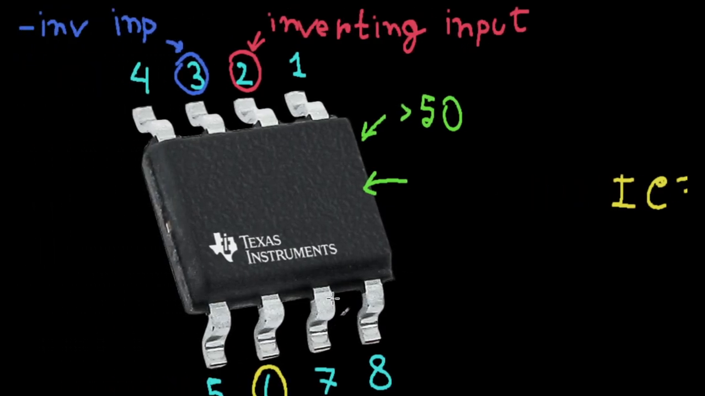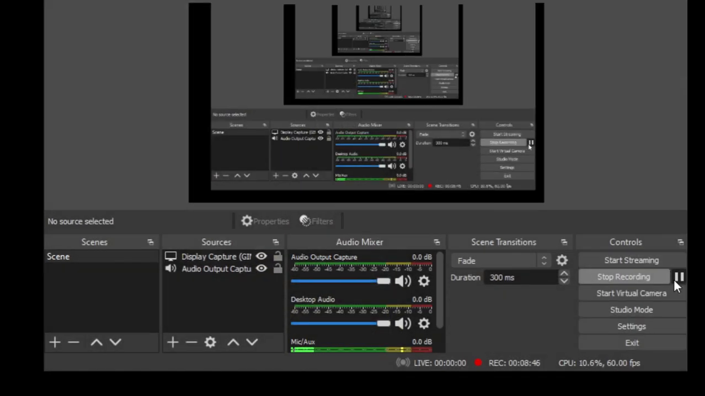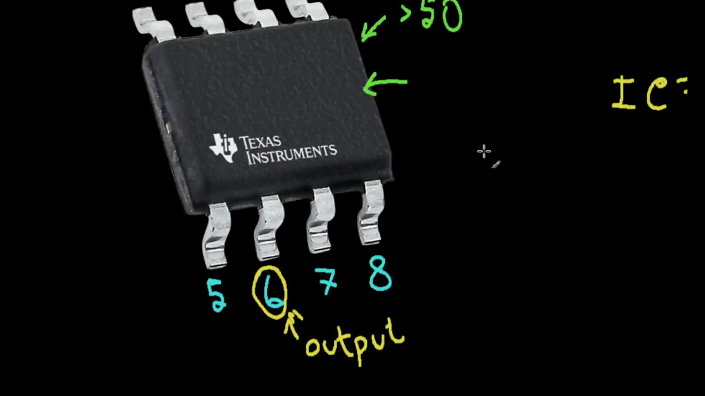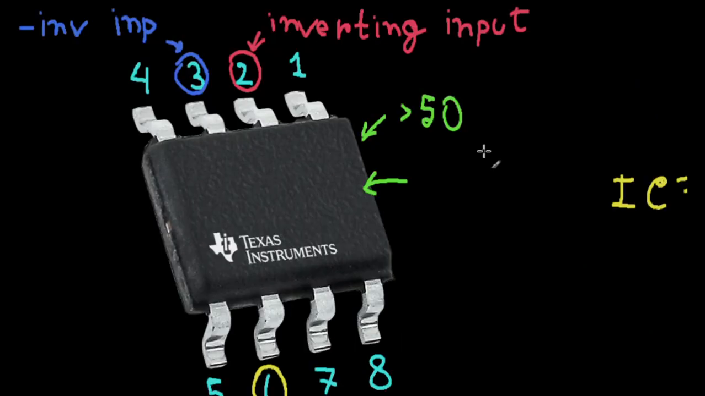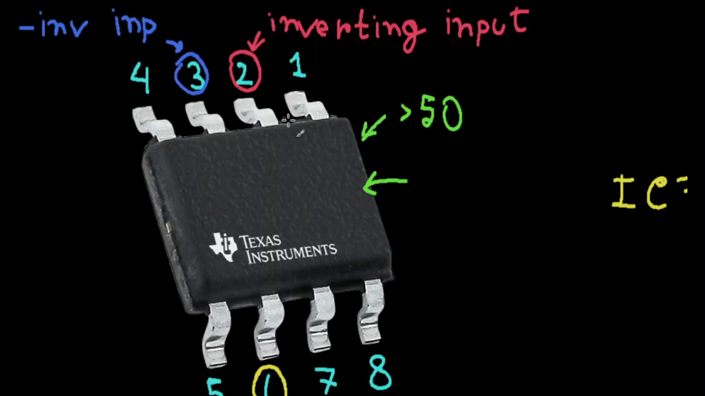So, the output, pin 6. This is the output terminal. I'm going to pause for a bit. Alright, I'm back. As I was saying, pin 6 is your output, and these three, 2, 3, and 6, are your two input pins and the one output pin. These are the most important ones, and what we are going to work with for most of the series.